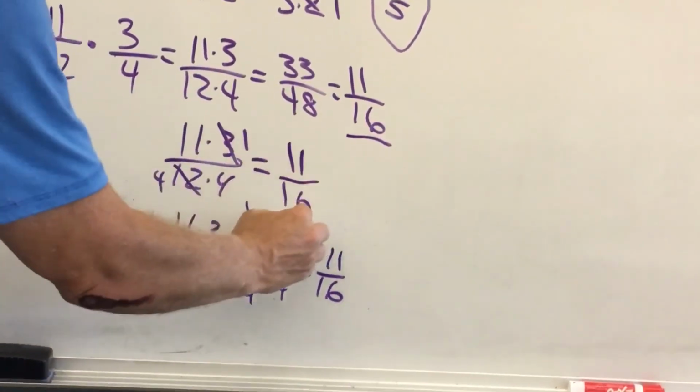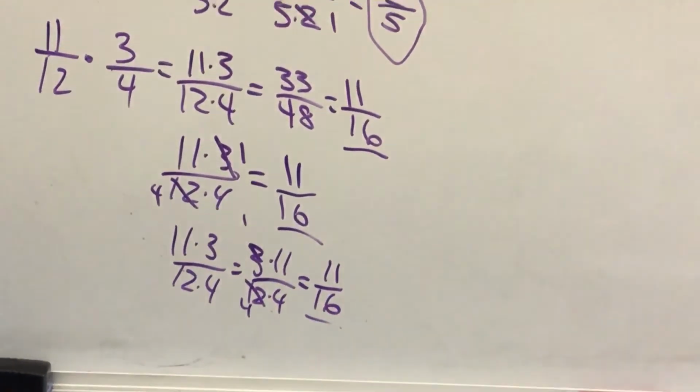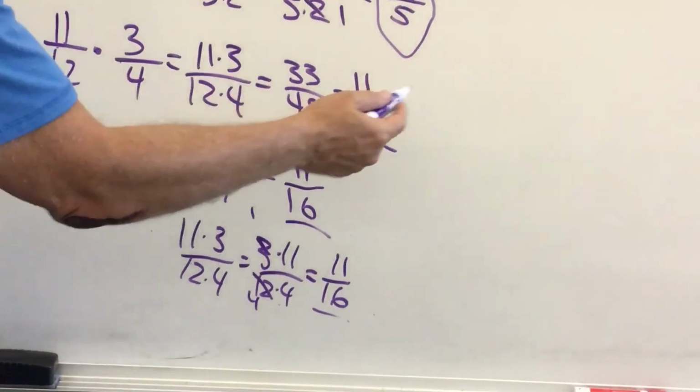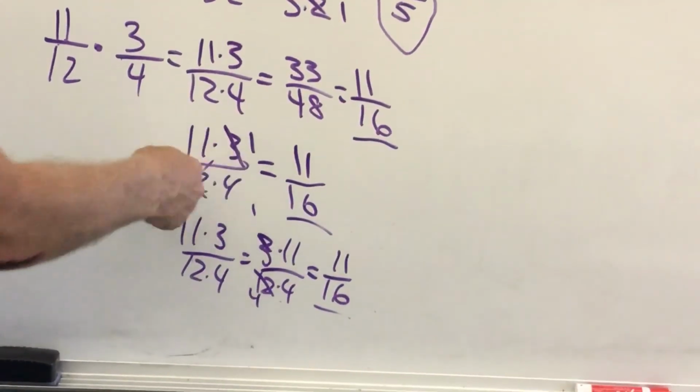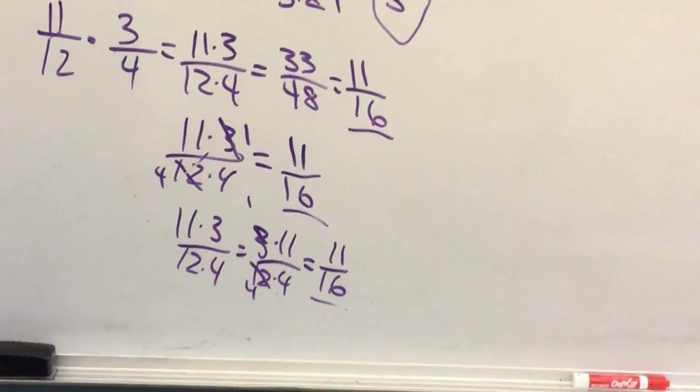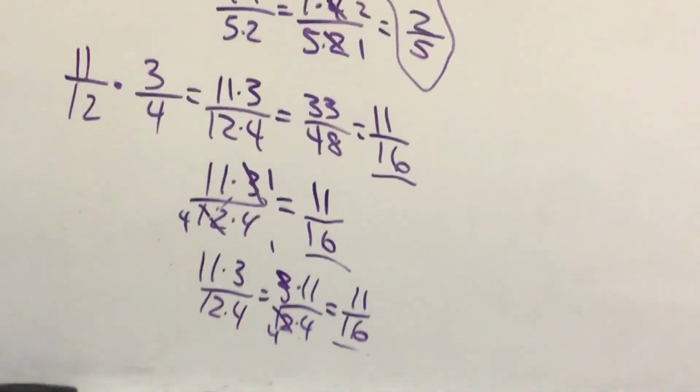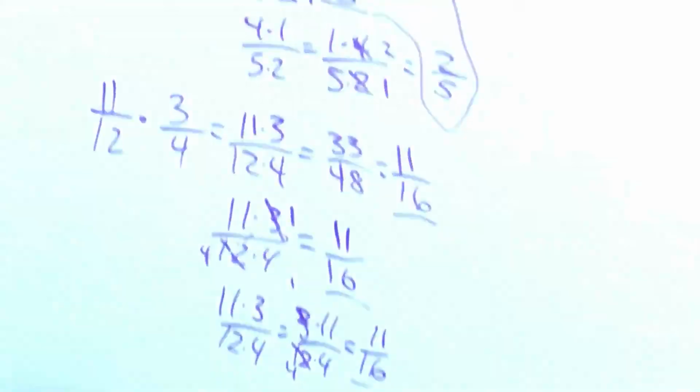Again, same 3 answers. It just depends if you want to multiply them out and then simplify, cross-factor, or use commutative property. So there you go. If you have any questions, send me a note.